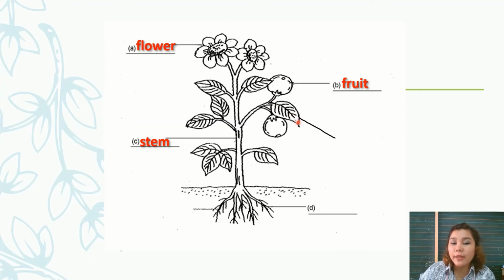So what do you call that? It's the leaves or leaf. Leaf if it's one, leaves if we are referring to many. And then the last one, which is not obvious or rarely seen on top of the ground kasi it's under the ground. So this is what we call the roots. Okay, so we were able to label the parts of this plant.